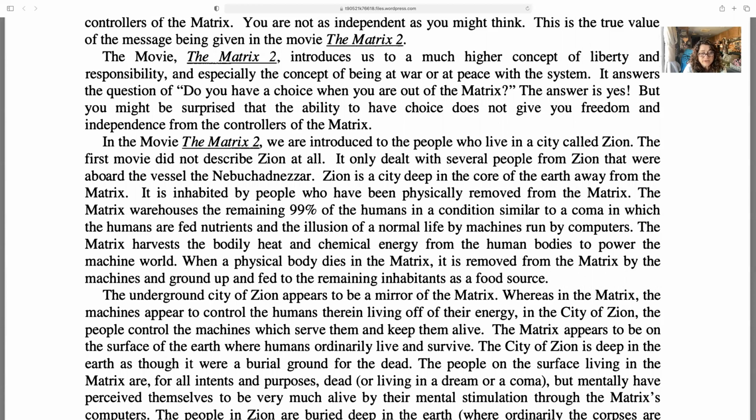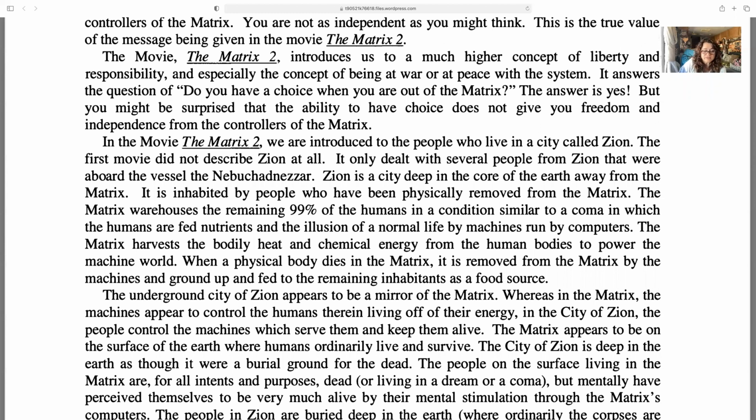The matrix warehouses the remaining 99% of the humans in a condition similar to a coma, in which the humans are fed nutrients and the illusion of a normal life by machines run by computers. The matrix harvests the bodily heat and chemical energy from the human bodies to power the machine world. When a physical body dies in the matrix, it is removed from the matrix by the machines and ground up. Oh, disgusting. And fed to the remaining inhabitants as a food source.